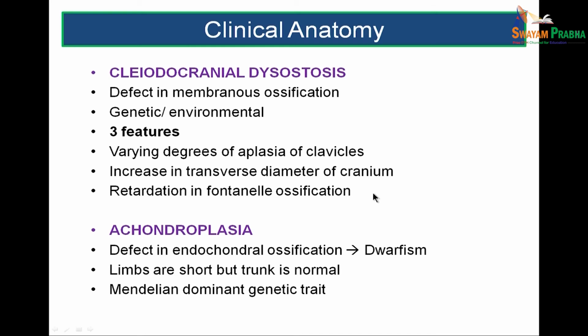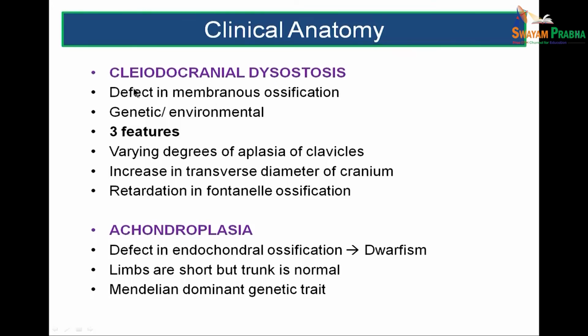Let's now talk about the clinical anatomy of bones, various anomalies and diseases that affect bones in our body. Cleidocranial dysostosis. Here there is a defect in membranous ossification. It could be genetic or environmental, and it shows three features. The first affects the clavicles, leading to aplasia or non-development. The second affects the cranium, leading to an increase in the transverse diameter. The third is a fontanelle ossification that gets delayed.